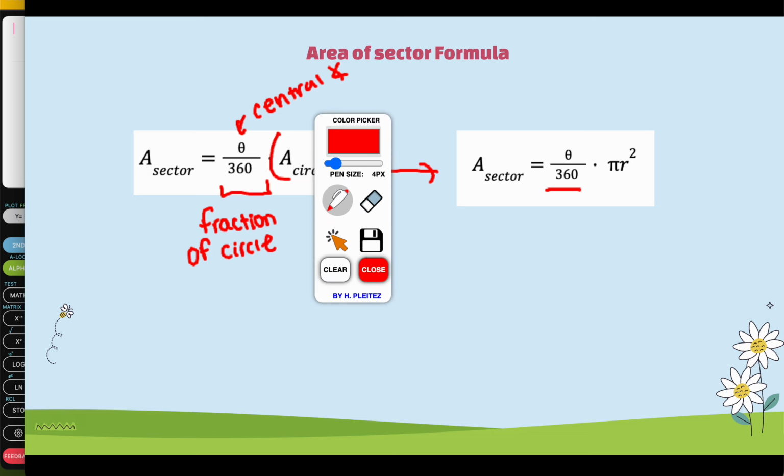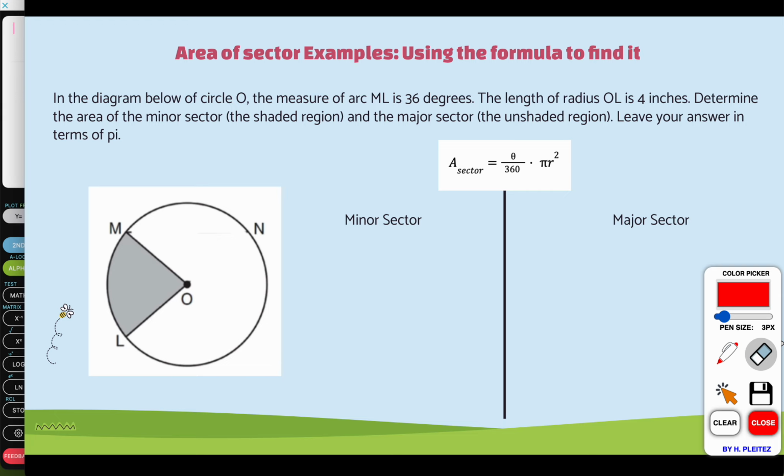And again, this is just another way to represent the area. All right, let's get right into an example here. So in this first type of example, we're going to be given some information and we're going to substitute it into our formula to find the area of a sector. So let's start by reading and annotating our problem.